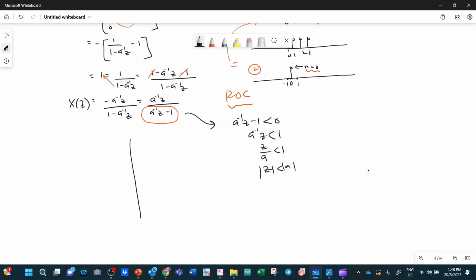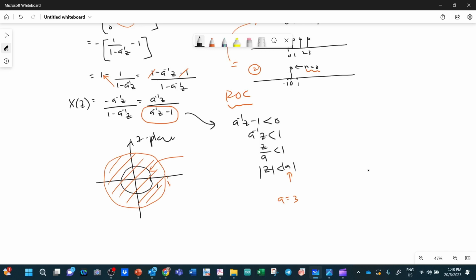So this is what you just derived just now. If we were to draw the ROC, for example, A is equal to 3. So A is 3 is here. Then you see that it's actually covering the unit step input. The unit step input is at the radius 1. This is the Z plane. So we will say that this is stable.